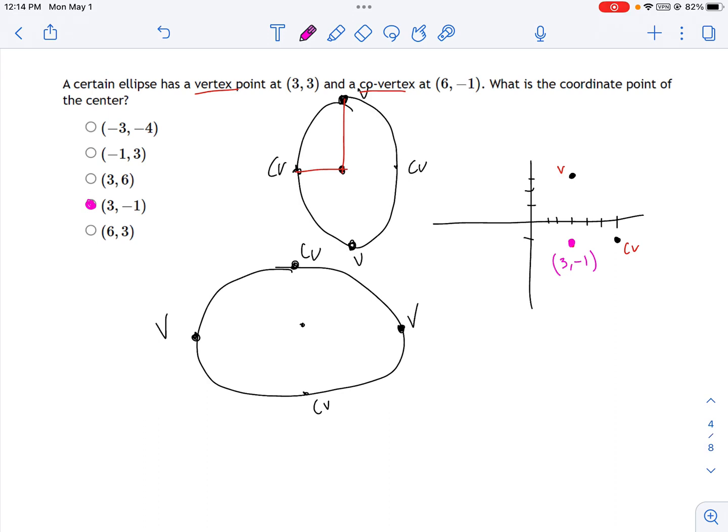Finished. Not too shabby. Really the main thing is graphing it and knowing the definitions, the change between a vertical versus horizontal ellipse there.